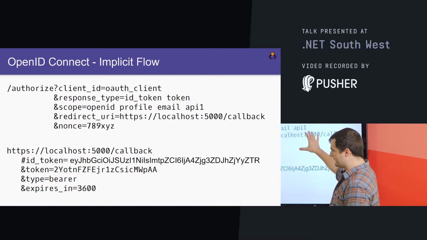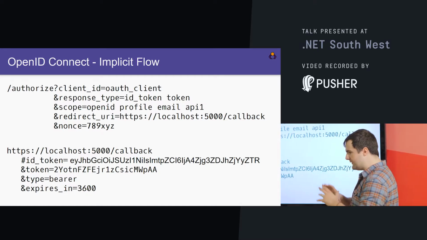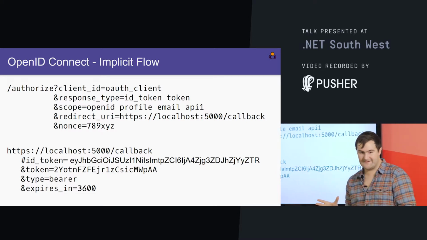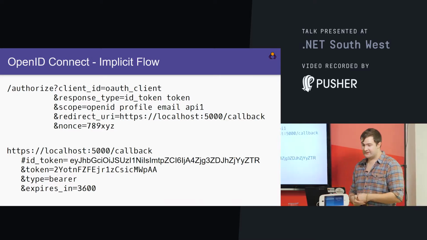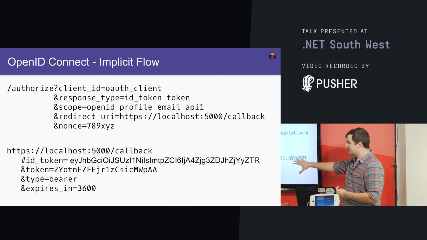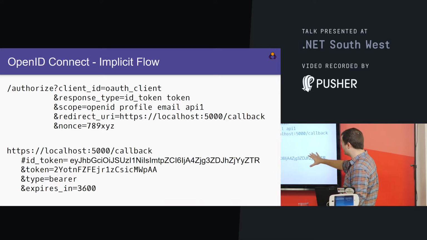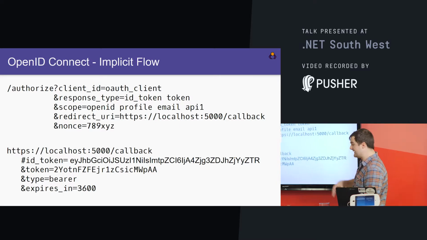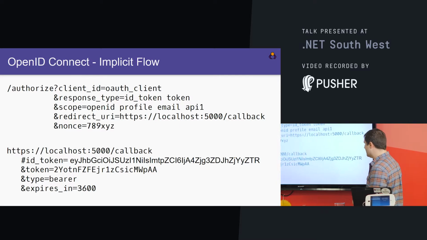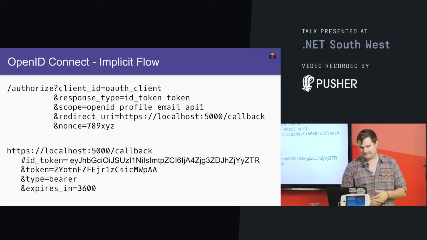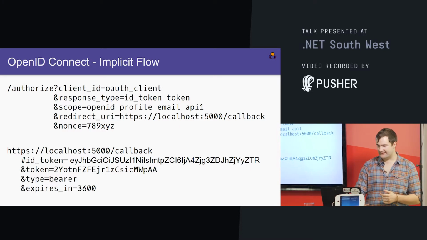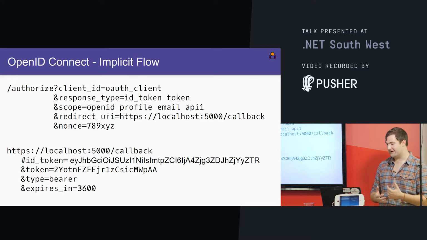As a result of this authorize request, the user is going to be redirected to the identity provider. They're going to possibly log in, or they might be logged in already. And then via the browser, we get redirected back to our callback, our redirect URI, and we include the tokens in the hash fragment on that. Using the hash fragment is mainly, again, to minimize attack surfaces.